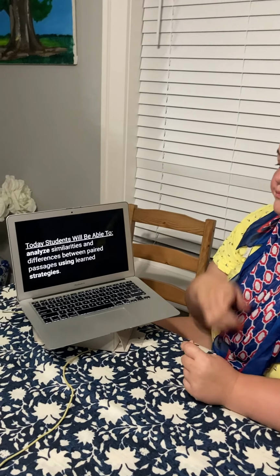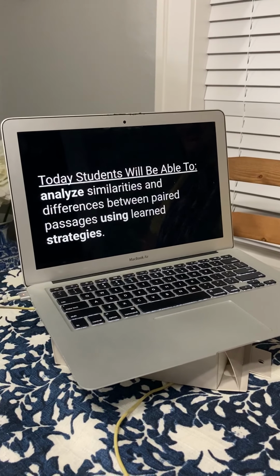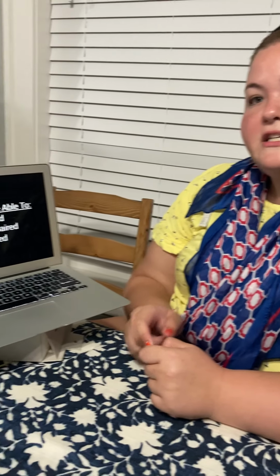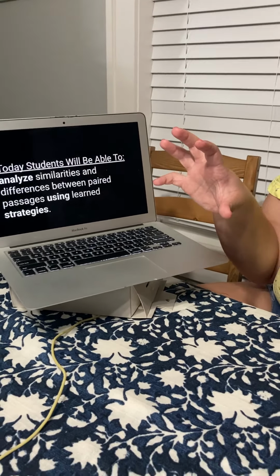So today, students will be able to analyze similarities and differences between paired passages using learned strategies. Analyze means to study. In Spanish, estudiar. Similarities and differences. So some things that are the same and some things that are different between paired passages using learned strategies. And those could be strategies that you're learning for the first time today. Now, most of you should remember them from last year, but if not, I'm going to go over them as if they're new.